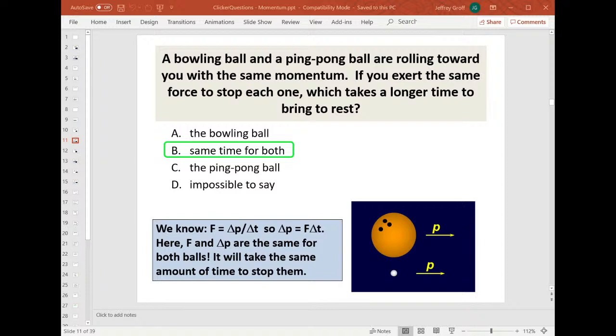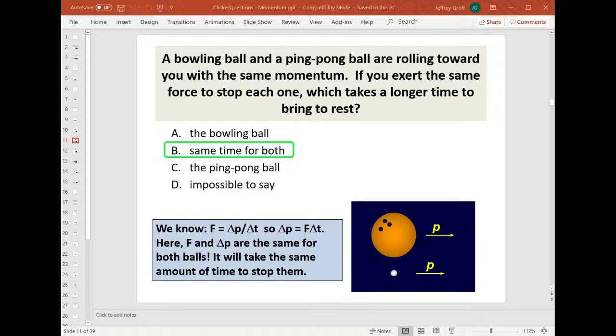You know who the biggest loser was last night? You can put your answer in the comment. Who was the biggest loser last night? I don't see anybody put anything in. Ping pong ball. Thank you, Katie.